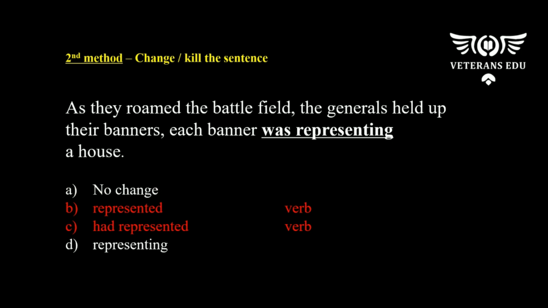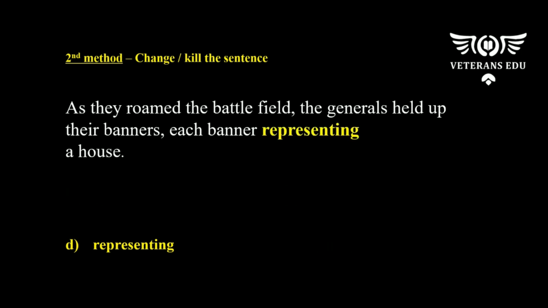And this leaves us with answer choice D, the correct answer. Representing is not a verb. Therefore, if I were to choose answer choice D, I will be killing the second sentence, right? And this will fix the comma splice error. "As they roamed the battlefield, the generals held up their banners. Each banner representing a house" is a grammatically correct sentence.